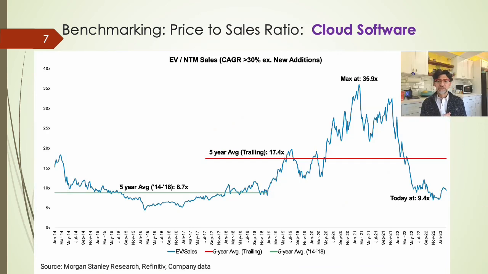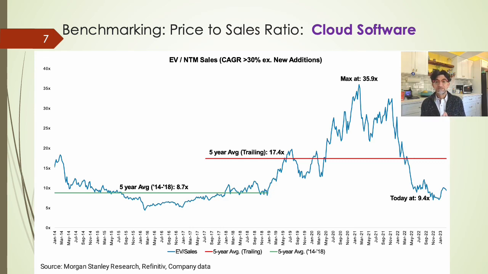And here's a benchmark. There's several ways of looking at this. I chose the one that gives the highest price to sales ratio. And by that I mean I chose the price to sales ratio. In this case, it's enterprise value to the next 12 months sales, which is similar. And I chose compound annual growth rate of greater than 30%. So this is the cohort, the group of cloud software companies that are growing quickly.